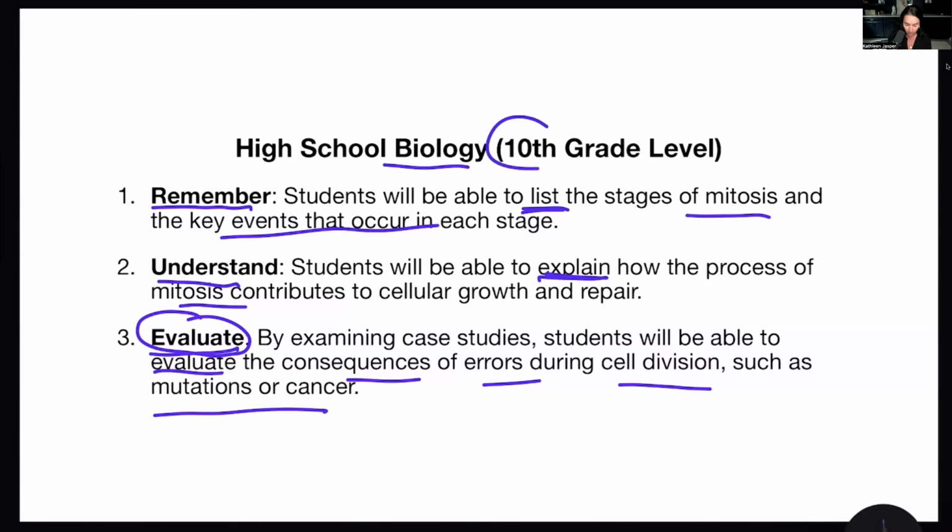Again, this is 10th grade. So we're going to be a little bit more complex than we would in a 4th grade science classroom. But still, even if you're in a 4th grade science classroom, you can still evaluate. You're just evaluating at a different level, right? A more developmentally appropriate level for 4th grade. But again, this moves from low to high. And that's what we want to be doing when we write our objectives.